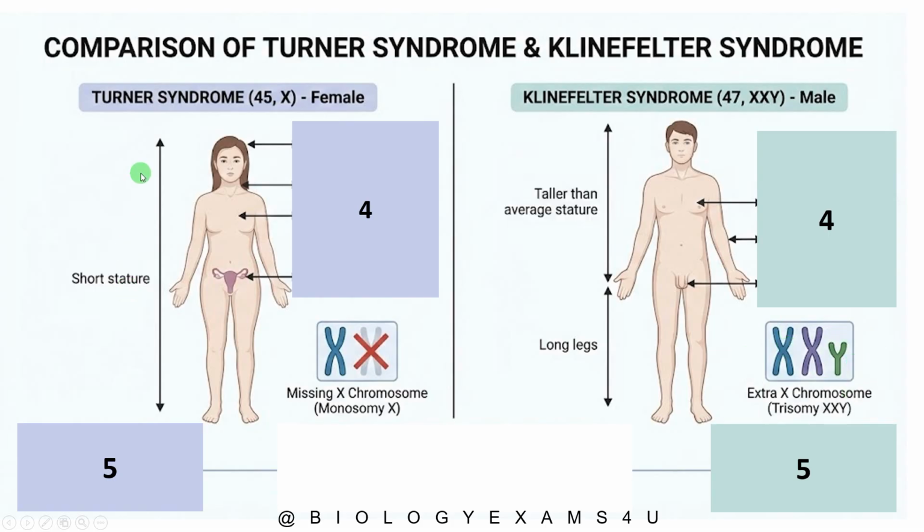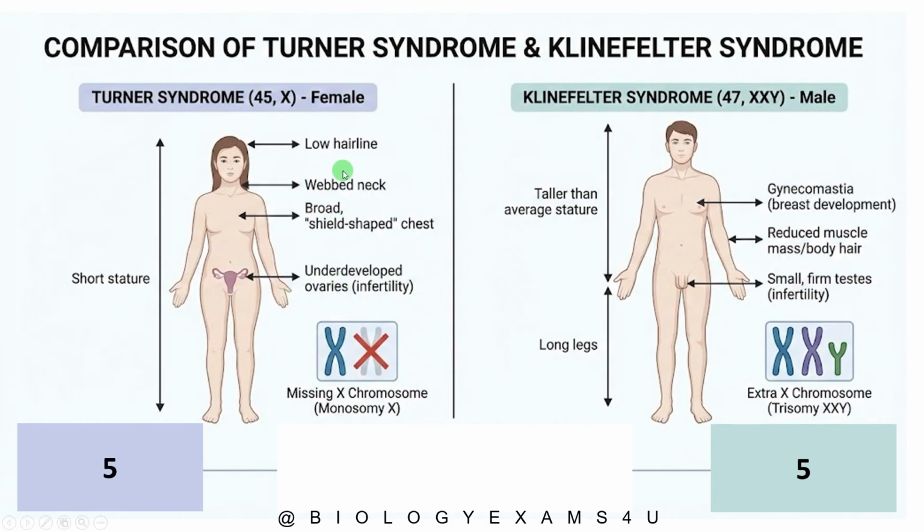In Turner syndrome, the affected female has a short stature, whereas in Klinefelter syndrome, the affected male has taller stature, more than the average. Other physical symptoms include a low hairline in Turner syndrome, webbed neck, broad shield-shaped chest, underdeveloped ovaries that often lead to infertility. In Klinefelter syndrome, there is gynecomastia or breast development, reduced muscle mass or body hair, and small firm testes that often lead to low sperm production and infertility.